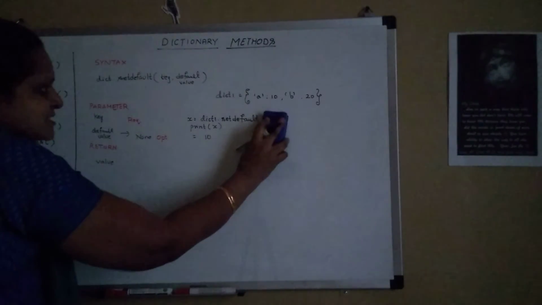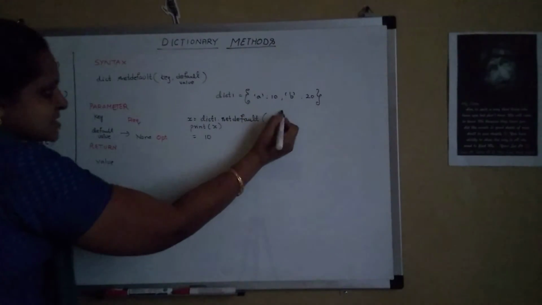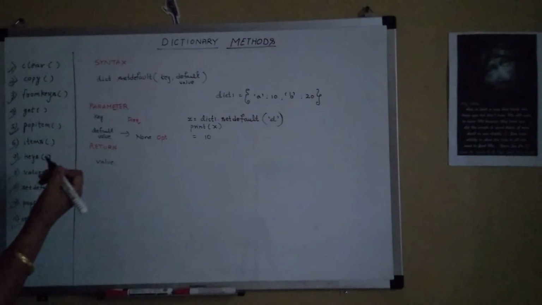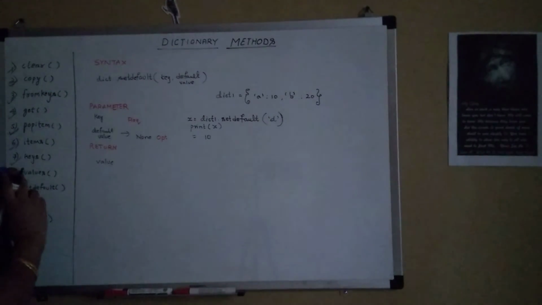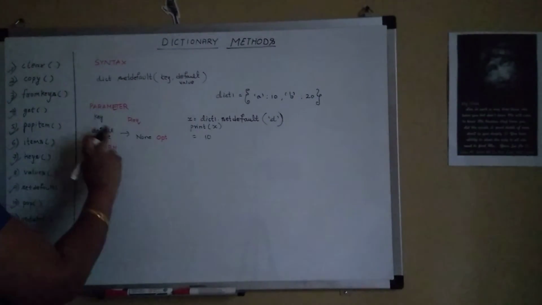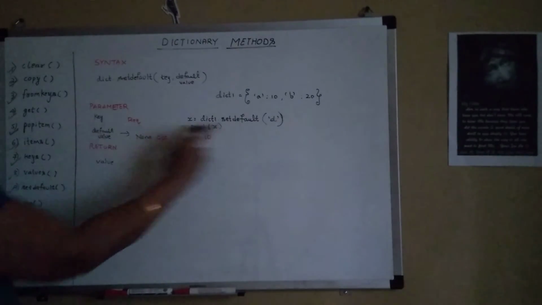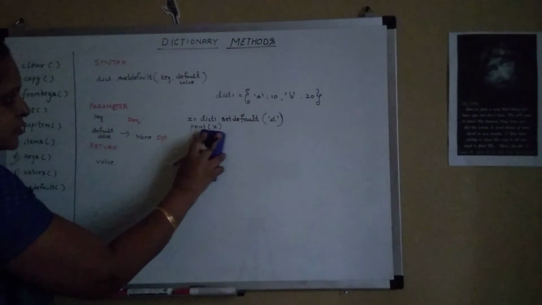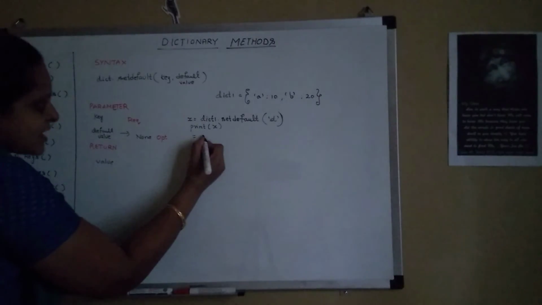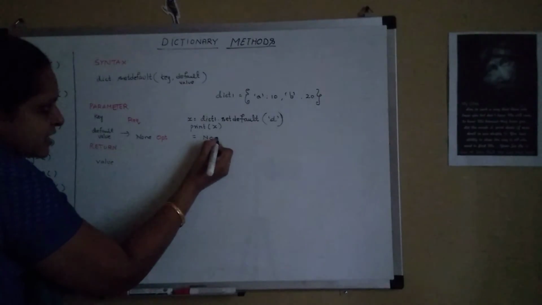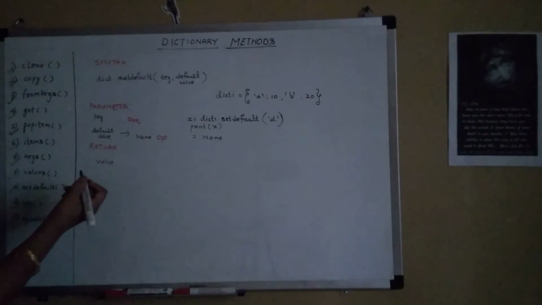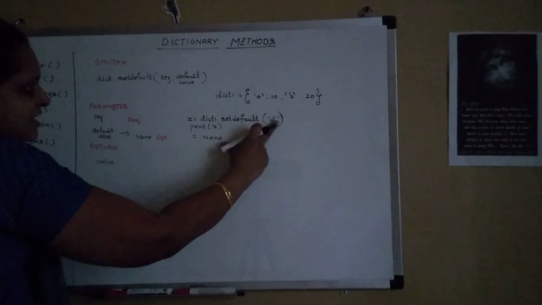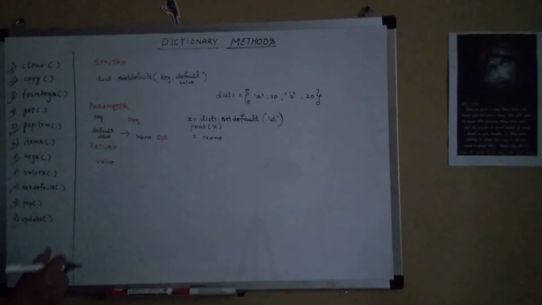Now if I give a key which is not present in the dictionary, let me say D. D is not present in the dictionary and the default value also has not been specified. So it will give the value None. When I print X, it will give the value None. And also it will add this particular D and None key-value pair into the dictionary.